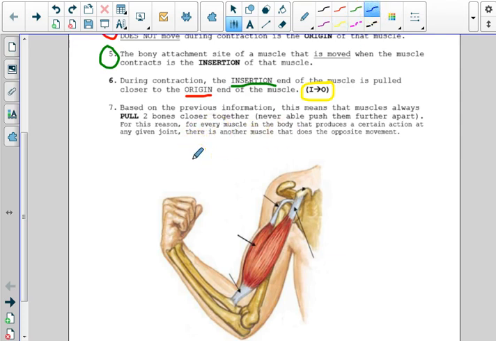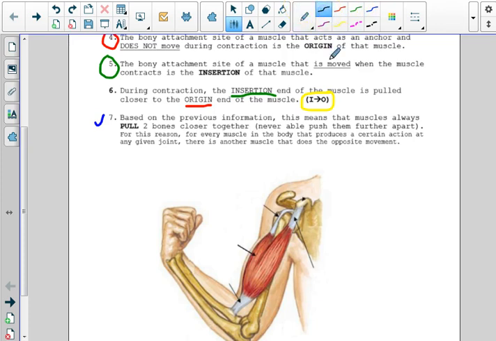Based on the previous information, that means muscles always pull two bones closer together and can never push them further apart. And I'll give you a video illustration of that. And we'll apply that rule a lot. Okay, so I'm just going to mention it now. Muscles always pull like a rubber band. They never push. They pull like a rope. They never push two bones closer or further apart. So for this reason, every muscle is going to have an opposer, another muscle that does exactly the opposite action of it. Okay, so now it's time to predict.